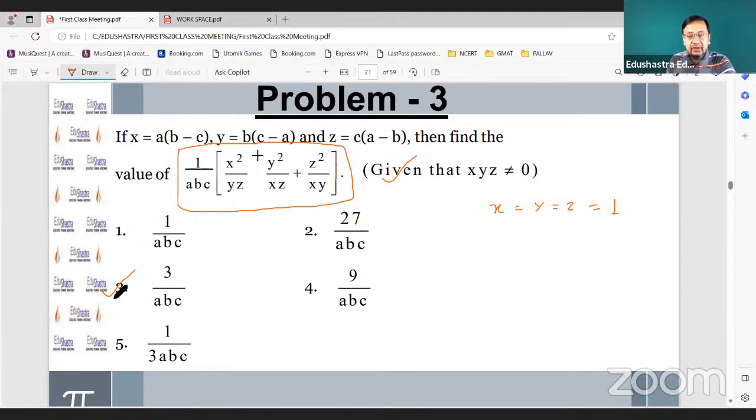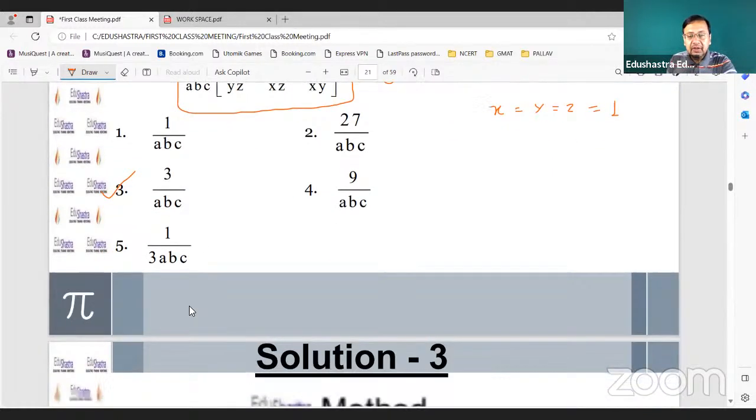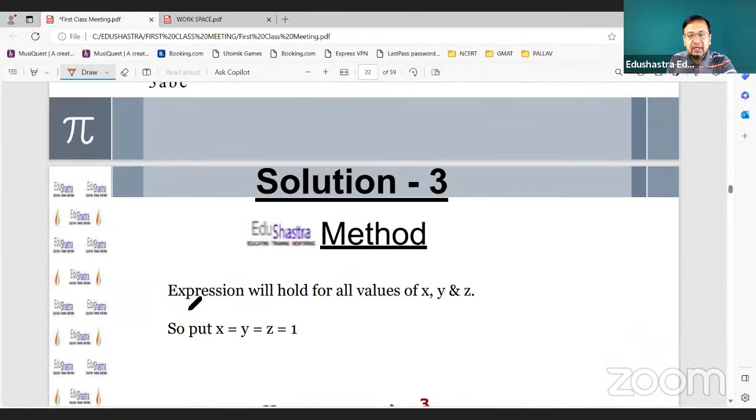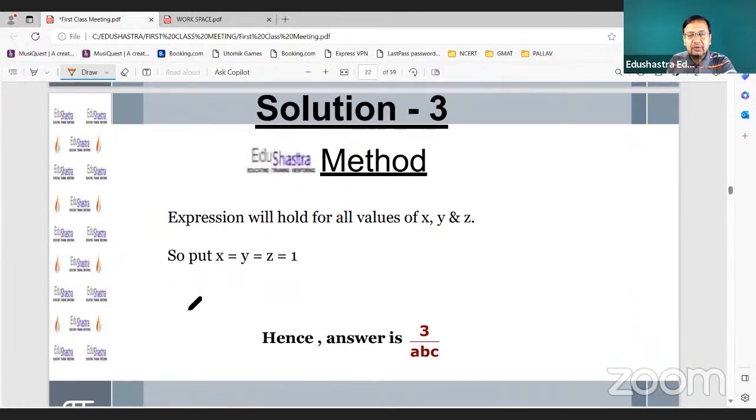And again, what we call this? Yes, what we call this? We are calling this the Shastra method of solving questions.